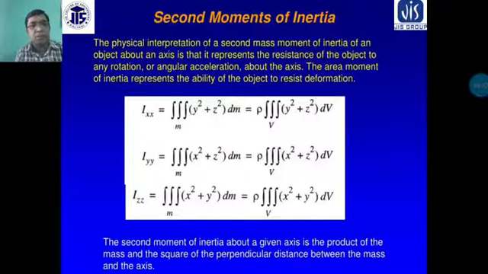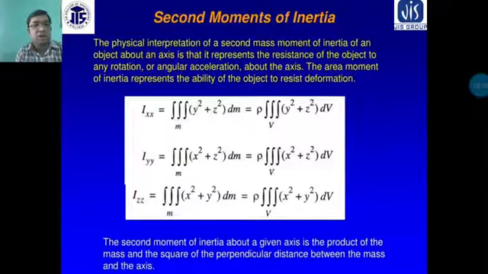About the y-axis, Iy equals the triple integral of (x square plus z square) dm, which equals rho times the triple integral over V of (x square plus z square) dV. And about the z-axis, Iz equals the triple integral of (x square plus y square) dm, which equals rho times the triple integral over V of (x square plus y square) dV.